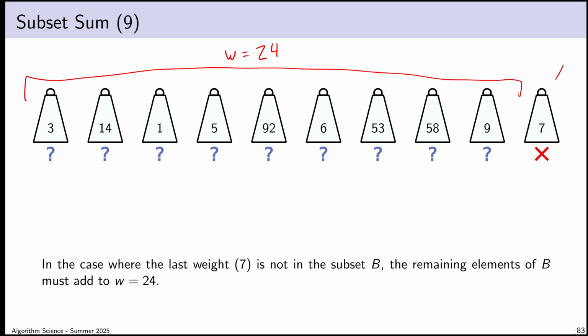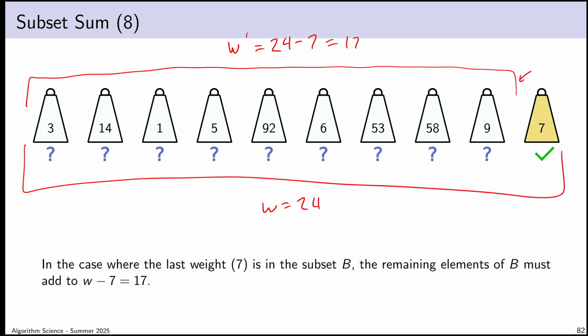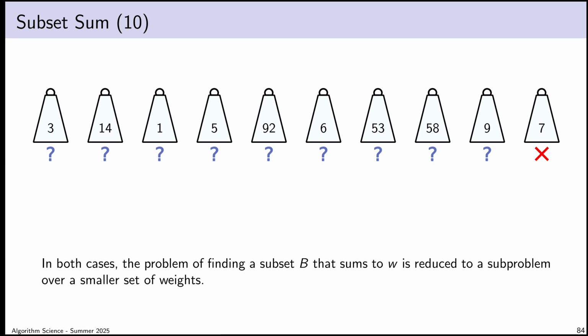I know that if I look at each weight, it's either in or it's out. And whether a subset exists, well, if there's a subset of the remainder that adds to 24, then of course there's a subset of all of them that adds to 24. If I include 7 and there's a subset of the remainder that adds to 17, well, then there's a subset of everything that adds to 24. So I have the beginnings of my recursive decomposition. So in both cases, finding a subset can be reduced to a subproblem over a smaller collection of weights.